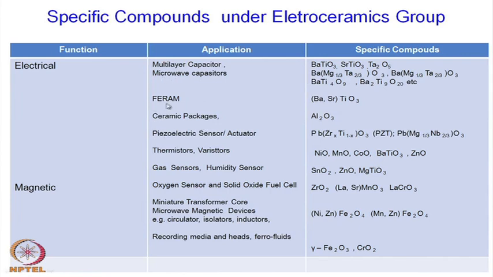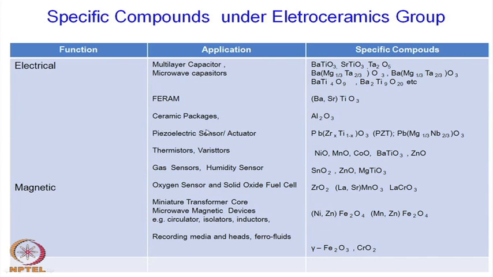There is another device which is very common in electronics these days, called FeRAM, where FE stands for ferroelectric random access memory. And the material which is used for that purpose is barium strontium titanate, a solid solution of barium and strontium titanates. Normally it is prepared or used in the form of thin films, not in the bulk material.